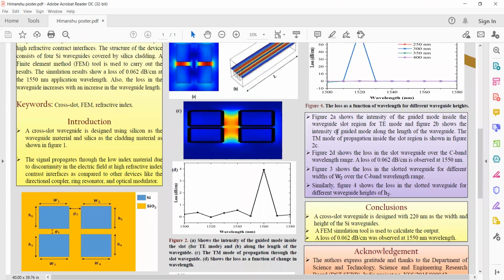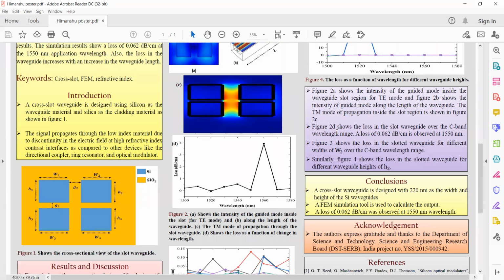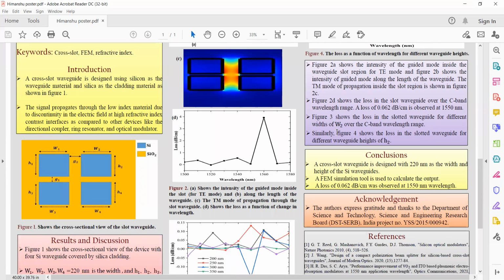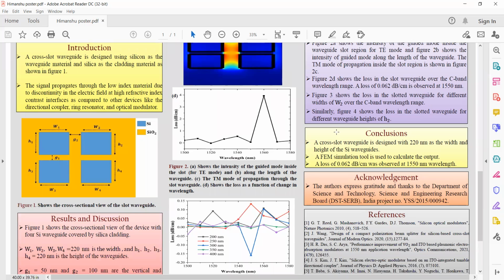So at last, we can conclude that a cross-slot waveguide is designed with 220 nanometer as the width and the height of the Si waveguides, and a finite element method tool is used to calculate the output. Also, a loss of 0.062 dB per centimeter is observed at 1550 nanometer application wavelength.